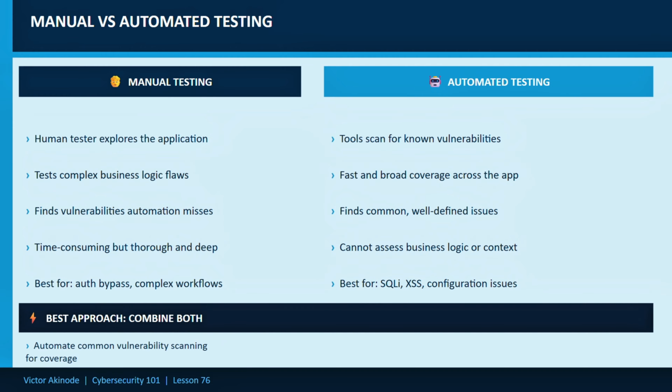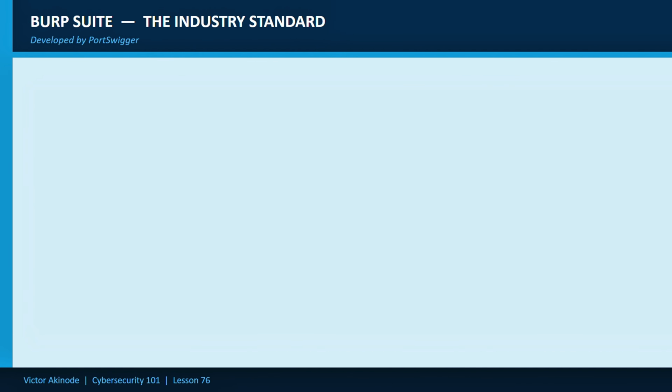Now let's look at the best approach. The best approach combines both methods, that is, use automation for scanning common vulnerabilities, manually test critical functions and business logic, also use automation for broad coverage and manual testing for depth. Professional testers use both. Now let me introduce you to Burp Suite, which is the industry standard tool.